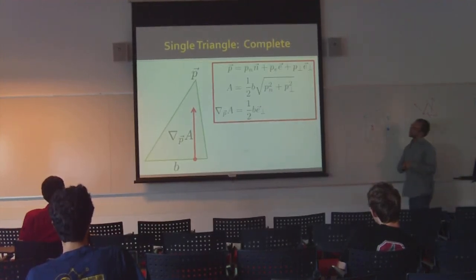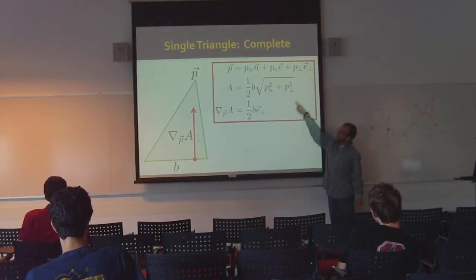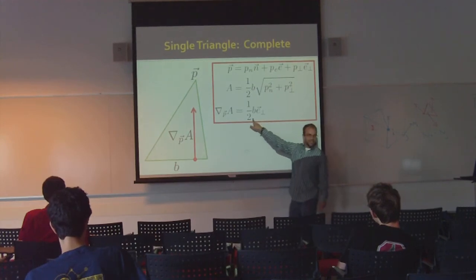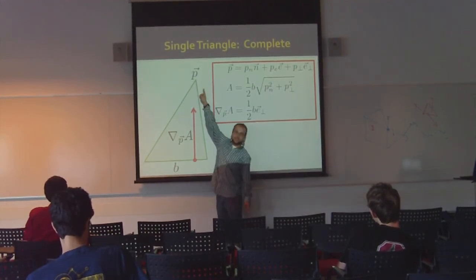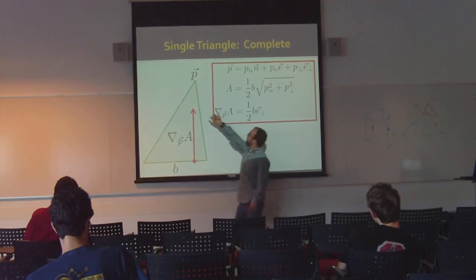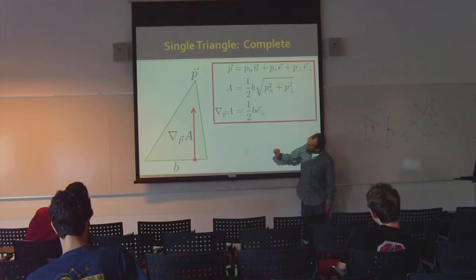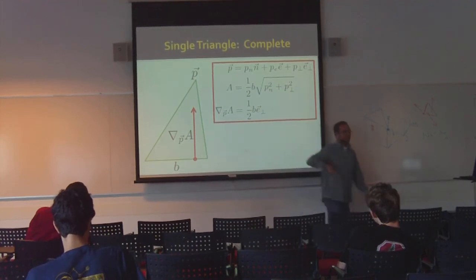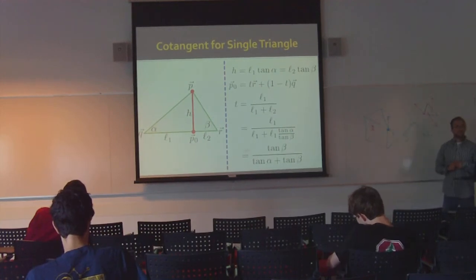So, I can now add another piece of information to our box, right? We have the position of the point, the area of the triangle, and this really handy expression for the gradient of the area of the triangle with respect to this one point here, right? And all it is is 1/2 times the base of the triangle times this vector, E perp. Cool. So now we're going to do a little bit of high school trigonometry.